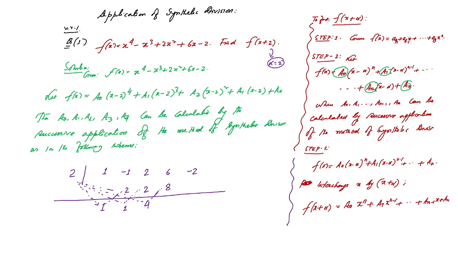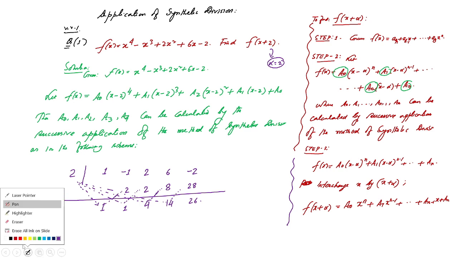Next, this is 6 and 8, 14. So 2 into 14, that means 28. So this is basically 26. So this is the first way you need to calculate the synthetic division. Synthetic division is like this.